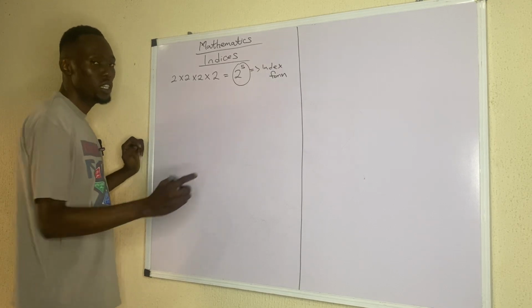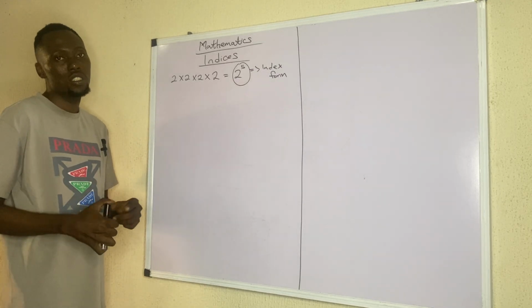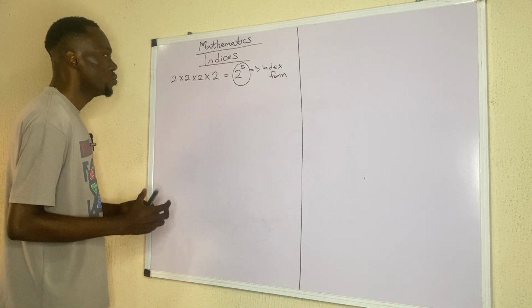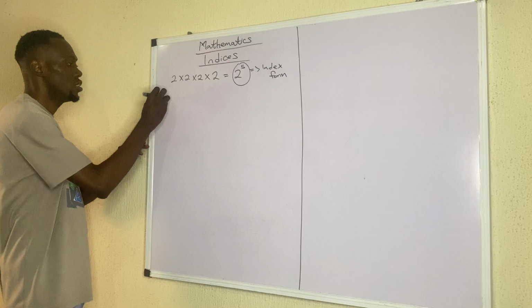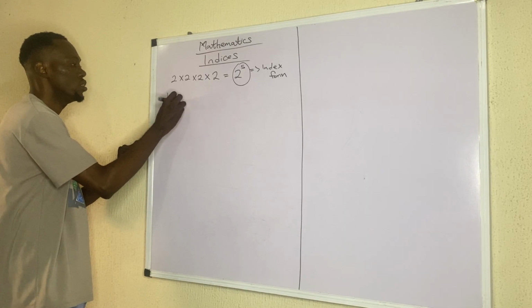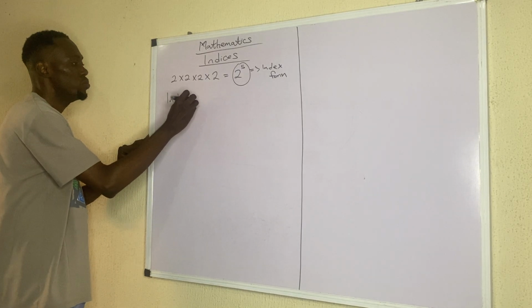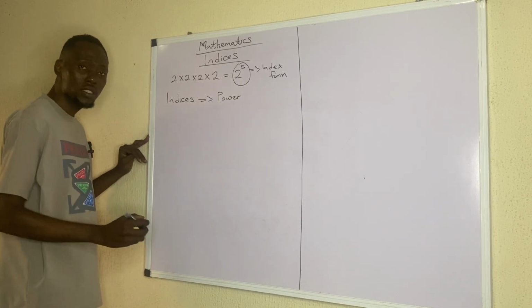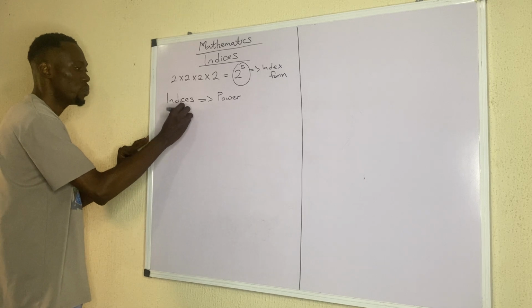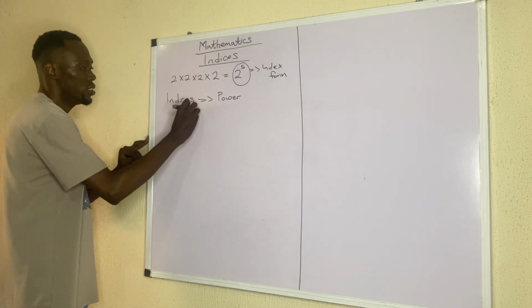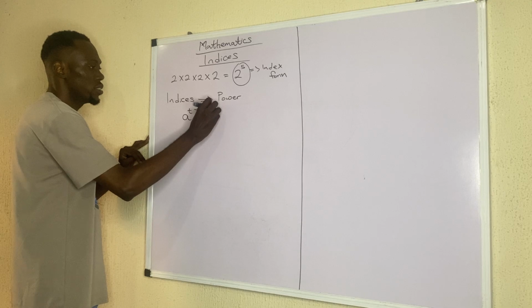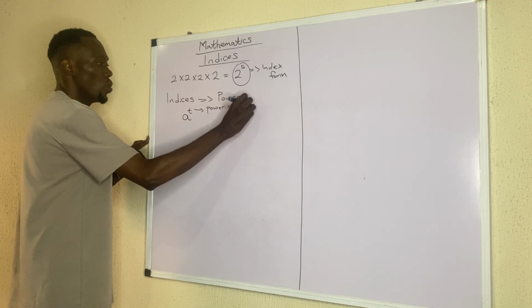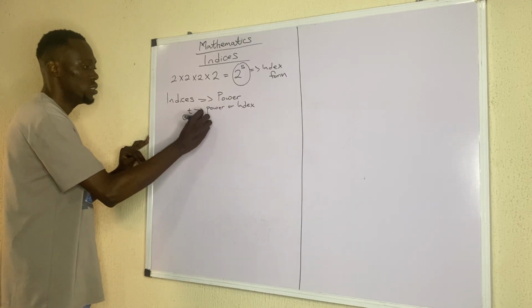If you remember in your year 8, you are told to look for HCF using index form. So this is the index form. Are we together? So now, moving on, what is indices? Indices is gotten from the word index, which simply means power. So if I say a raised to the power of t, this is the power or index, while a is the base.